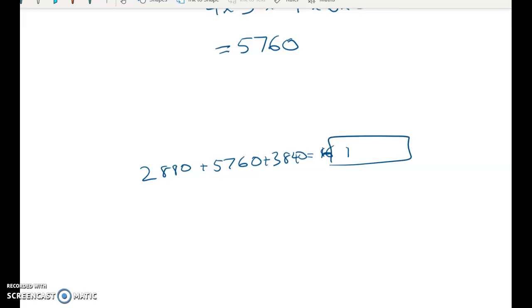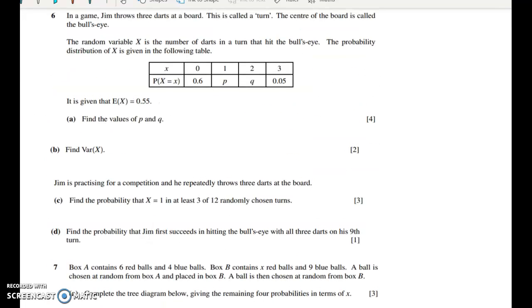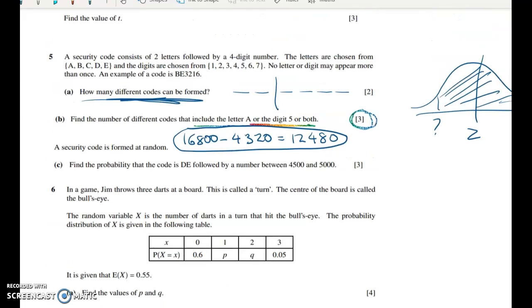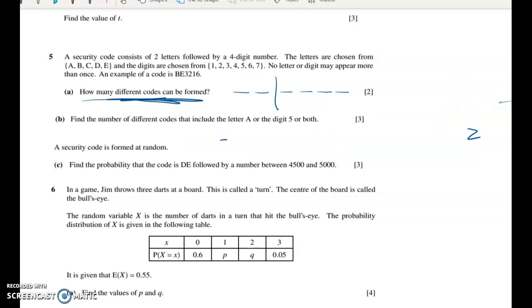Really, the reason I'm doing this video is to do the very last bit of this question, which is this one here, which sounds really hard, but actually it's pretty easy if you just don't overthink it too much. Find the probability that the code is DE followed by a number between 4,500 and 5,000, and it's 3 marks. I think it's much, much less work for 3 marks than this question here.